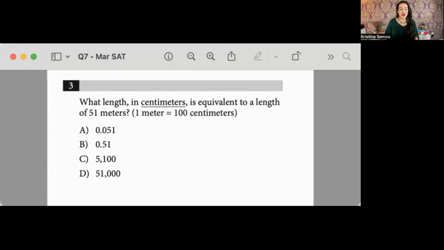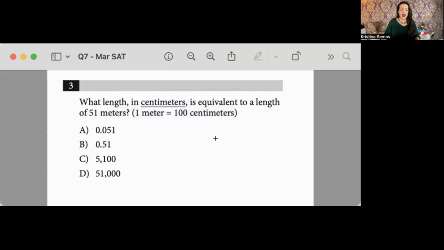Okay, so check out this question. What length in centimeters? And notice they underline it. When they underline a unit, that probably means that's not the unit you were given and you will have to convert. Little tip I've noticed. So what length in centimeters is equivalent to a length of 51 meters? And they were so kind. They gave you the conversion right here. 1 meter equals 100 centimeters.